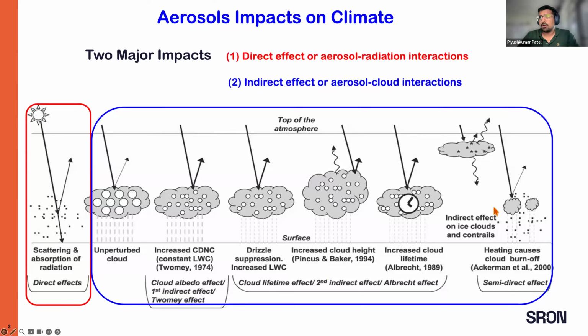And there is one more effect we call the semi-direct effect. In that, we have smaller clouds surrounded by absorbing aerosol, mostly black carbon or dust. Those absorbing aerosols absorb the radiation and warm the surroundings of the clouds. Because of that warming of the surroundings, the cloud gets dissipated, and that is called the semi-direct effect.